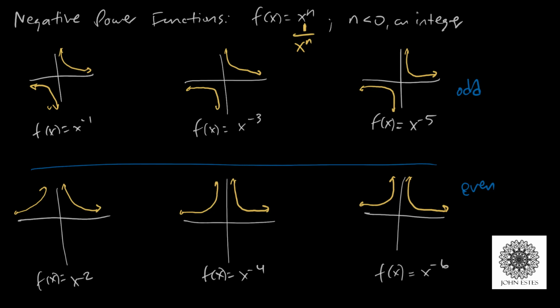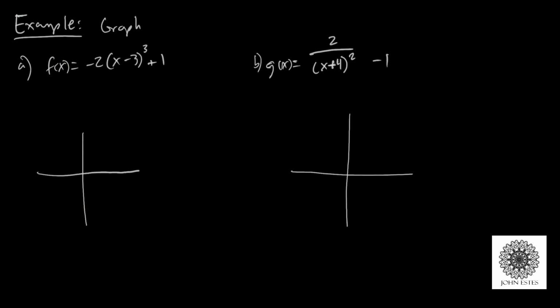Now, the reason that we went over that function transformation formula is because they apply for these as well. And so we can graph things quickly just by knowing the basic function and then knowing how to translate it. Let me show you. So here's my example. First I want to graph f of x equals -2 times (x minus 3) quantity cubed plus 1.